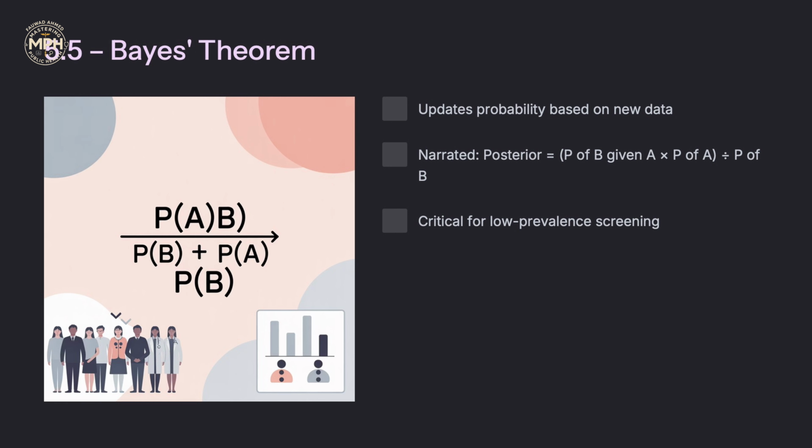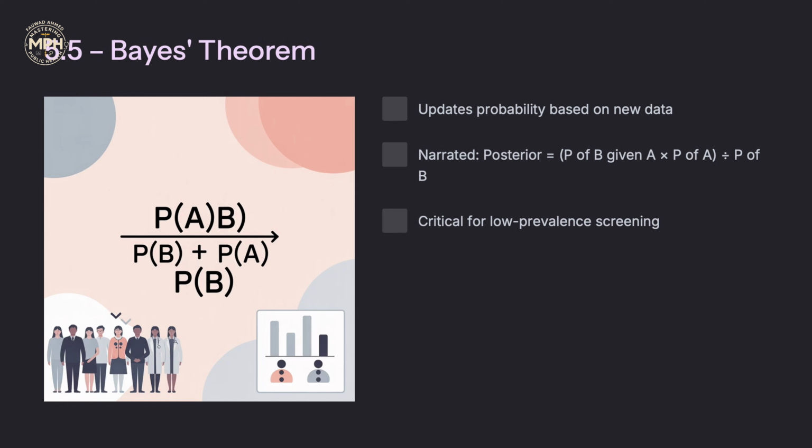Fifth is Bayes' theorem. Bayes' theorem allows us to update our understanding of probability with new information. It combines prior probability with conditional probability to give a new estimate. Bayes' theorem tells us that the probability of A given B equals the probability of B given A, multiplied by the probability of A divided by the probability of B.